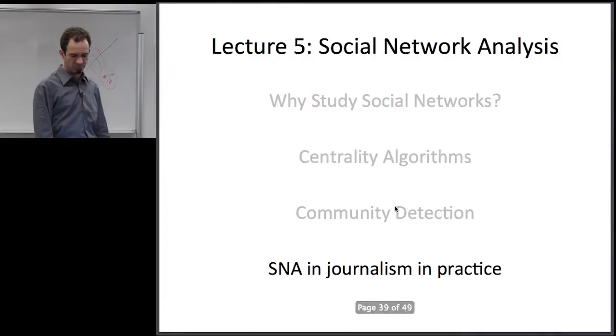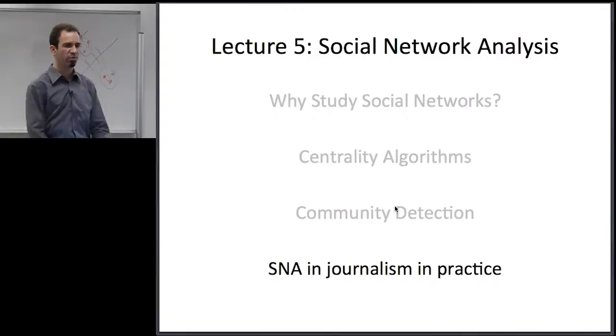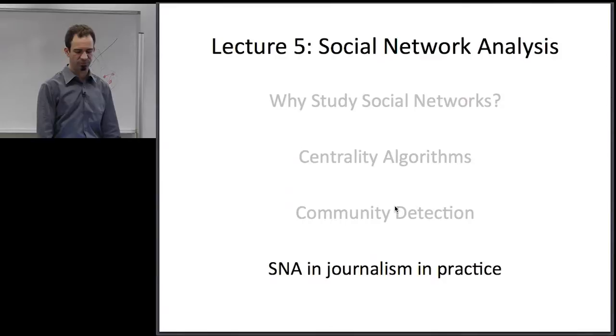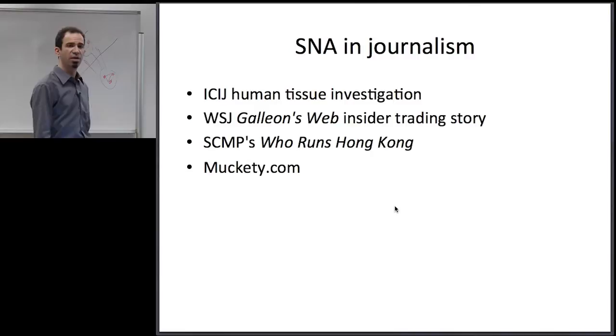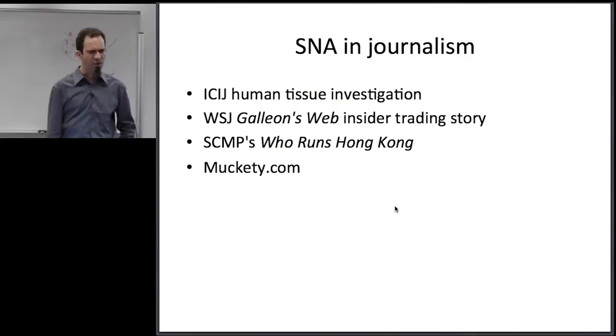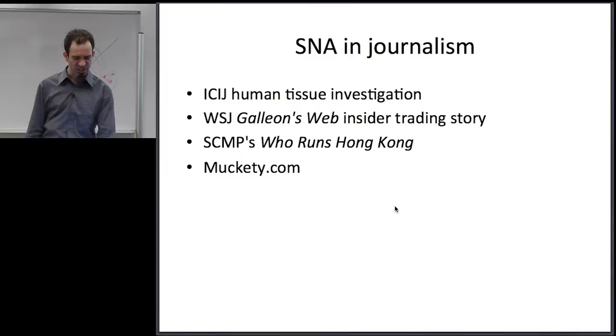The last thing we're going to do is talk about what this looks like when people actually do journalism with it. So we're going to look at some stories. You already saw the video on the human tissue thing and the Galleon's web thing. There was a project here called Who Runs Hong Kong at the SCMP, which is now offline, I believe, and has been for a while. But it was kind of interesting. It was fairly classic stuff.